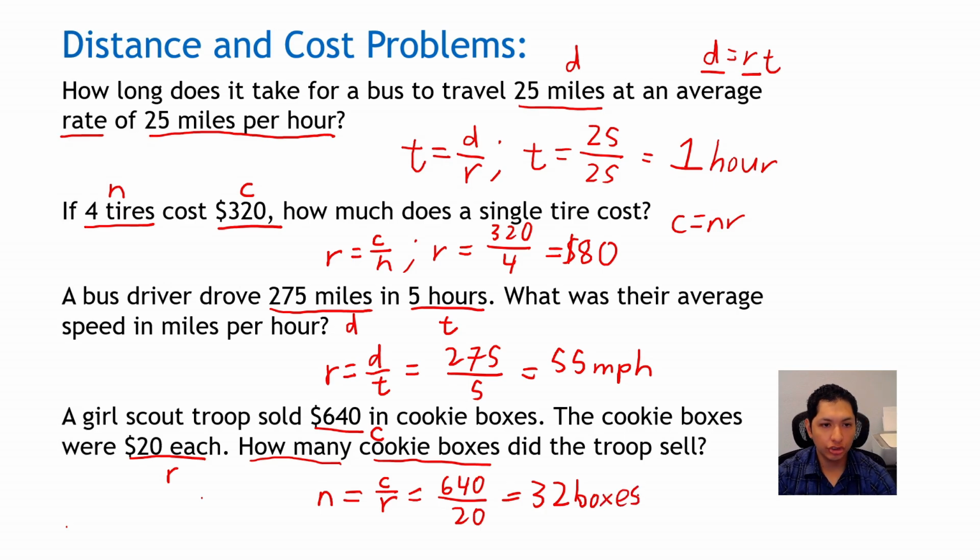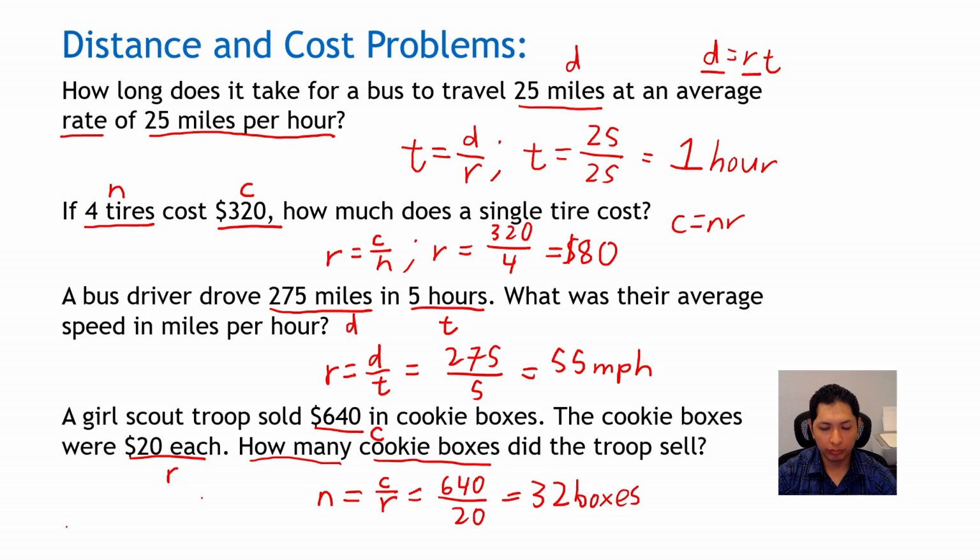And that is using the variation of the distance and cost formulas for solving these types of problems. The main summary of this is for the distance and cost problems, it will give you two of the pieces of information and you will solve for the third with the appropriate variation of the formula. And that should get you the answer.